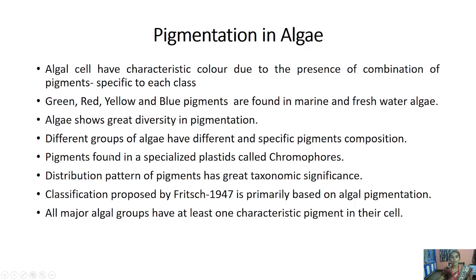The pigments are found in specialized plastids. These coloring substances are present inside a specialized organelle, the plastid, called chromatophores. Distribution pattern of pigment has great taxonomic significance. That means they play a very important role in classification of algae. The best example of this taxonomic significance is the classification of algae proposed by Fritsch in the year 1947, which is primarily based on the algal pigments. All major algal groups have at least one characteristic pigment in their cell.